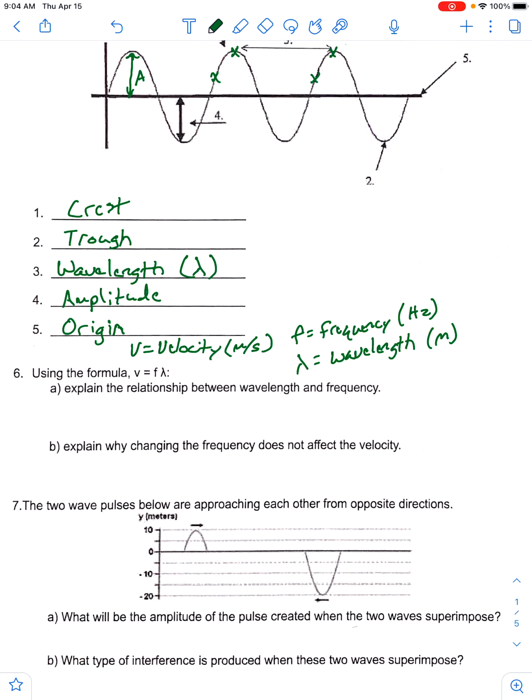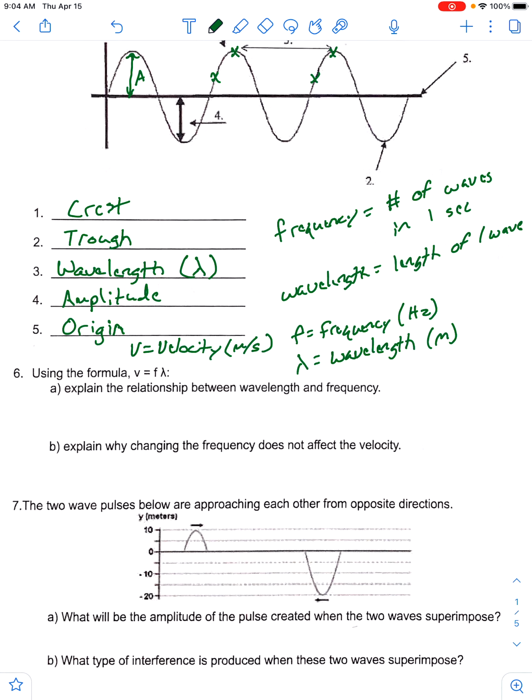Okay, so real quick, I'm going to touch base on what frequency and wavelength are again. I'm just going to write this up here. Frequency is the number of waves in 1 second. So it's however many waves we can get into 1 second. Wavelength is just the length of one wave. Okay, so frequency is the number of waves in 1 second. Wavelength is just the length of one wave.